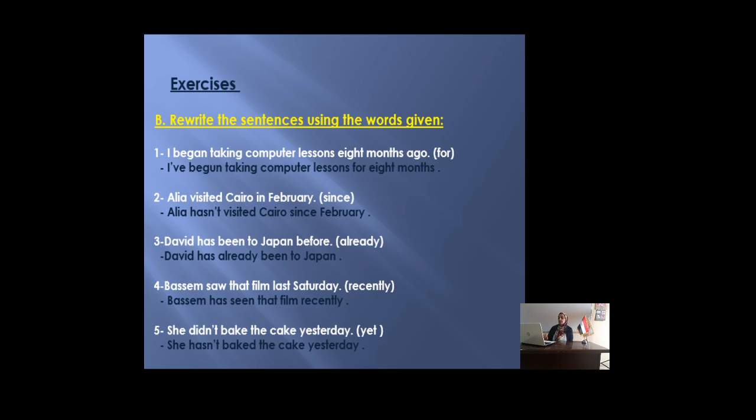Let's talk about number 4. Basim saw that film last Saturday. I want you to use recently. It's one of the keywords of the present perfect. So Basim has seen this film recently. Number 5. She didn't bake the cake yesterday. I wanted to use yet. She hasn't baked the cake yet. Skip yesterday here. It's yet. It's not yesterday.